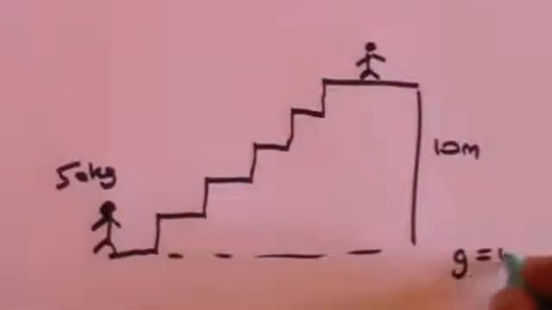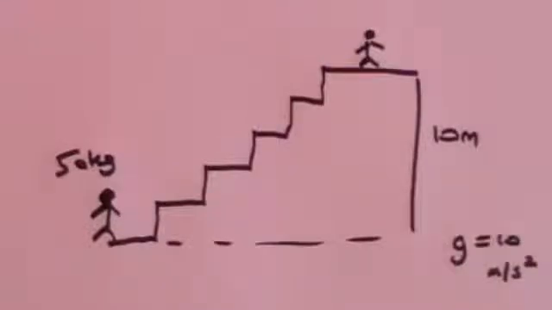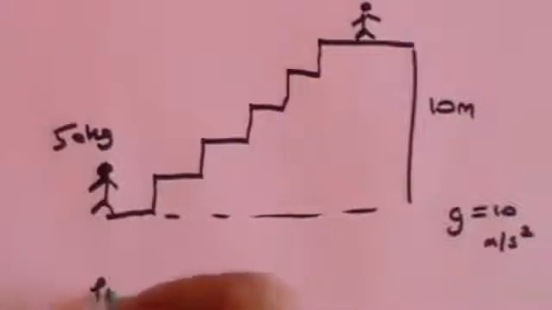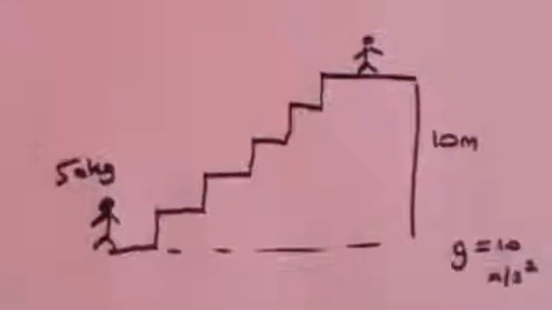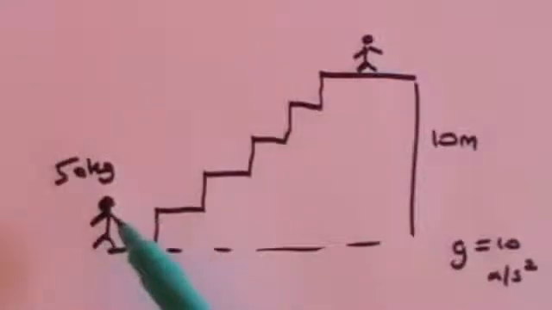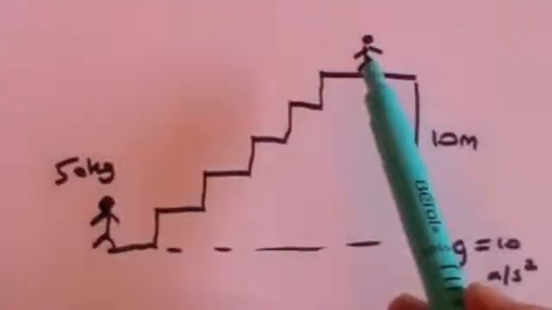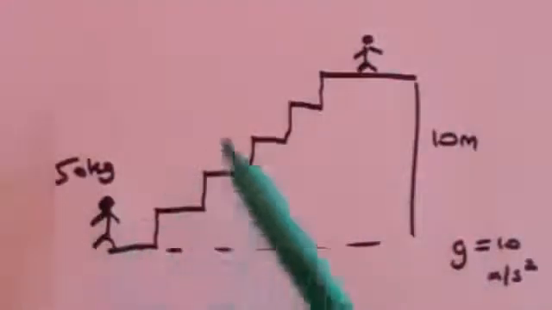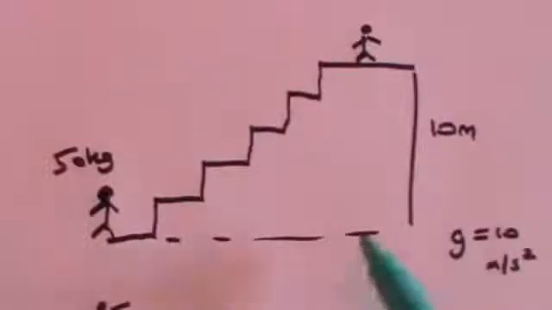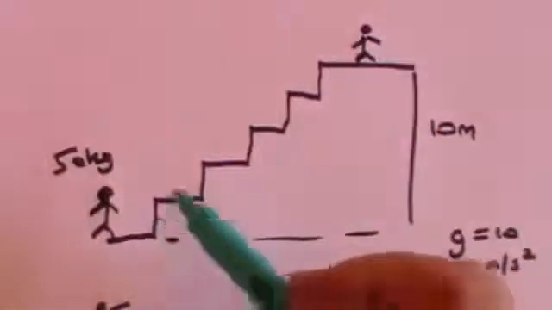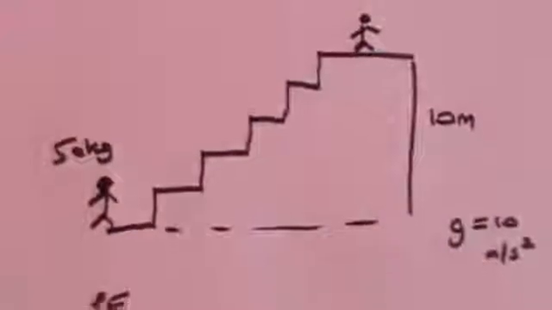G, once again, will be 10 meters per second squared, just to keep things simple. So what we are asking first is, what is the gain in potential energy as you climb the stairs? There's going to be no kinetic energy because you're essentially stationary when you start and you're stationary when you stop. So there's no kinetic energy involved, but you have gained potential energy by climbing up through 10 meters. And remember, it's the vertical height that matters, not the jiggly-jaggly bits of getting there.